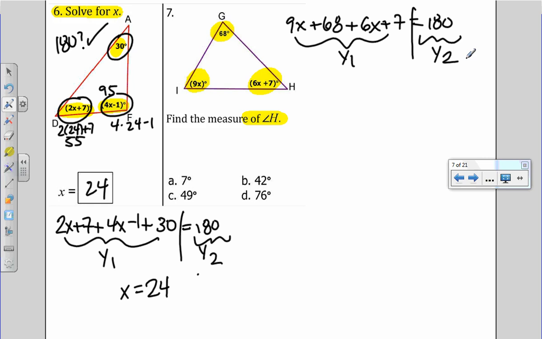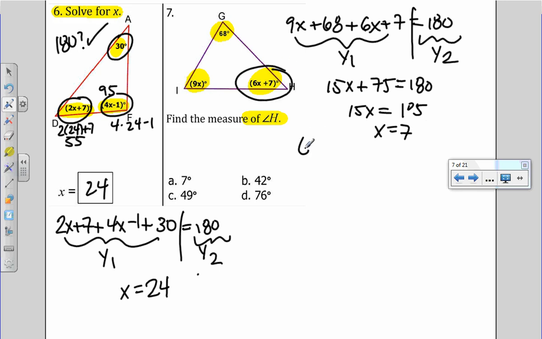Okay, now that you've unpaused, if you're solving by hand, you got 15x plus 75 equals 180. Subtract 75, so you get 105 equals 15x. Divide 105 by 15, you should get that x is 7. And just remember that 7 is not what we're looking for here. We're looking for h, which is 6 times x plus 7, or 6 times 7 plus 7, which is 49.